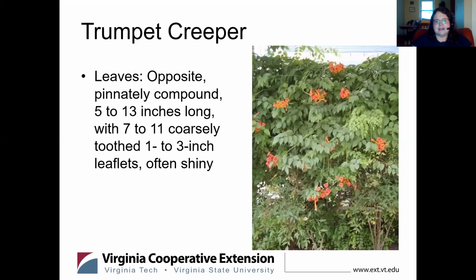Trumpet creeper, I think there is an Asian species, but there is a native one also. It has opposite pinnately compound leaves, 5 to 3 inches long, with 7 to 11 coarsely toothed leaflets, and often very shiny. So this picture is kind of in the distance, but this entire structure right here would be the leaf, of course, and then you can see the leaflets coming off the rachis, and this is a pinnately compound, oppositely budded tree, or opposite leaf arrangement also too.